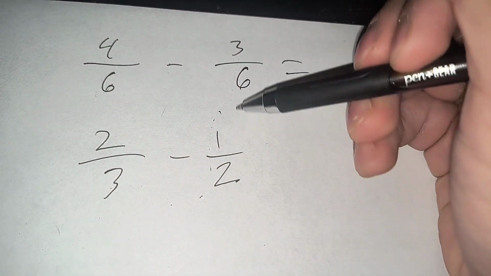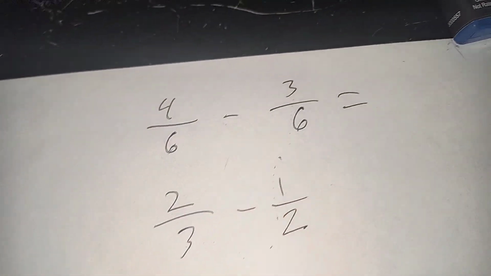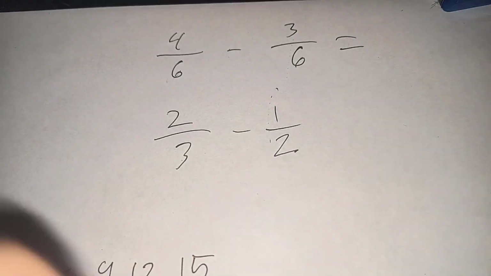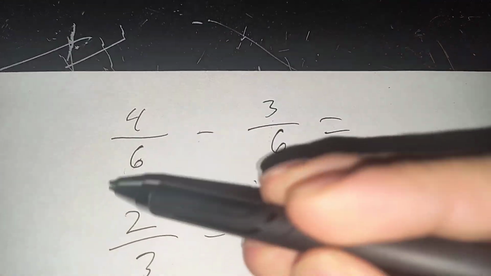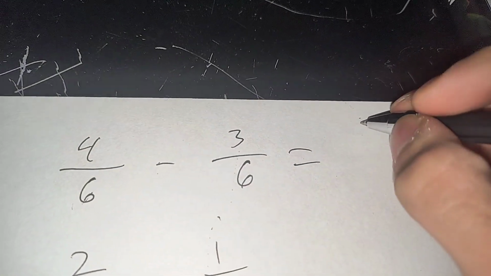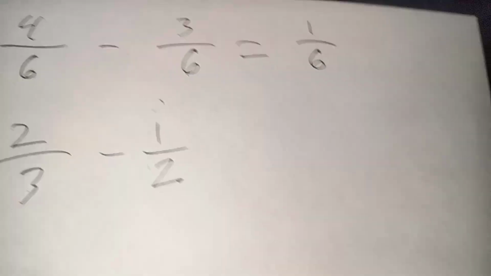These are both equivalent fractions, because, as I believe I showed in another video, multiplying both the numerator and the denominator by the same number gets you an equivalent fraction to the previous one. So 4 minus 3, we just do regular subtraction. 4 minus 3 is 1, and then leave the bottom, 6, the same. And that's it.